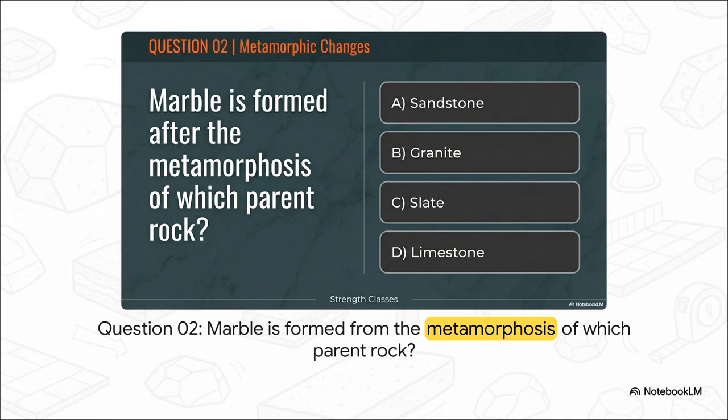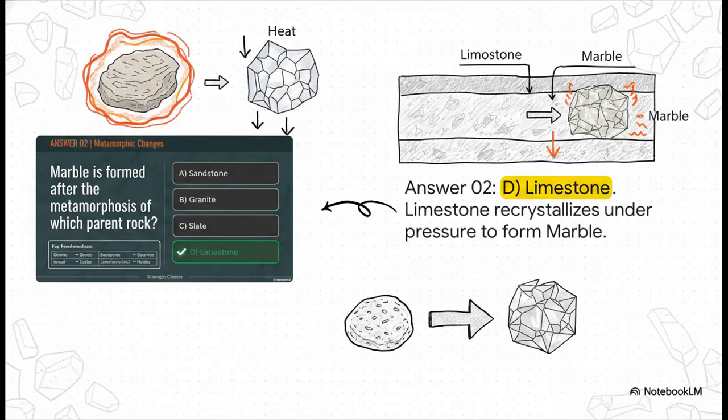Excellent start. Now for question number 2. Marble is formed after the metamorphosis of which parent rock? Is it sandstone, granite, slate, or limestone? Now this one is a classic. You see it all the time in exams, so really think about it. You got it. The answer is D, limestone.